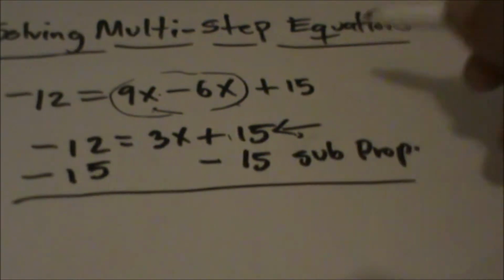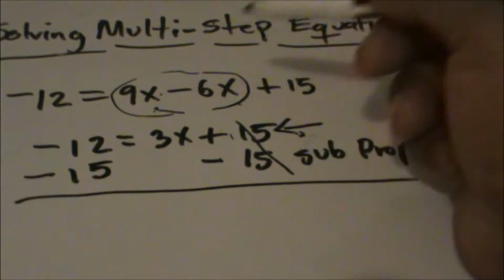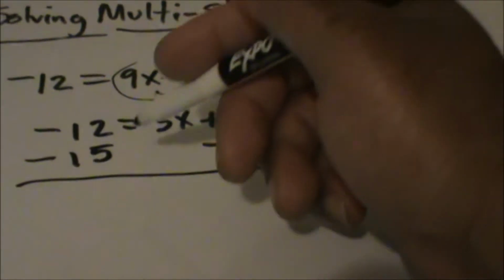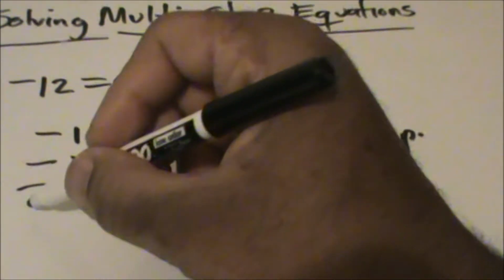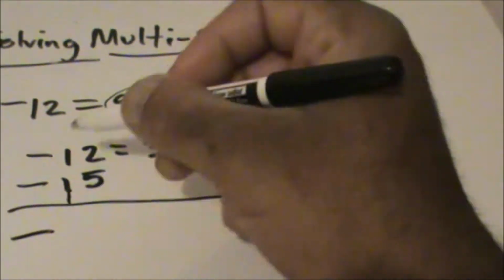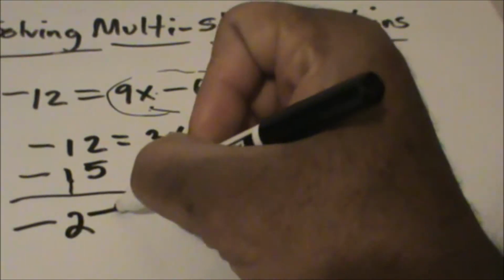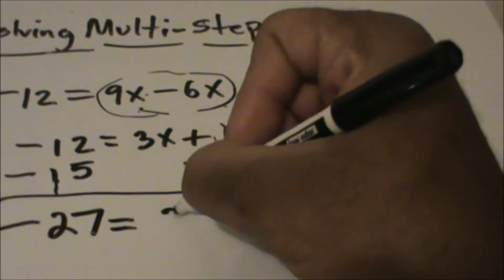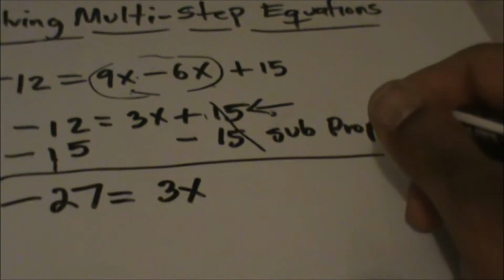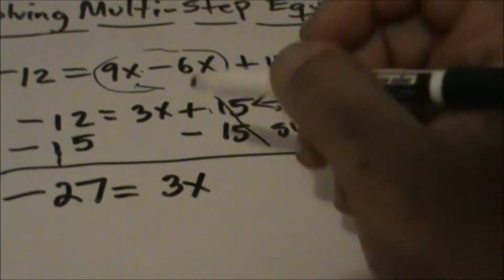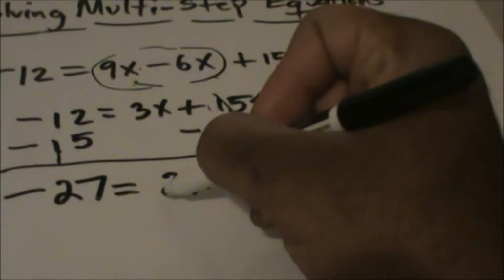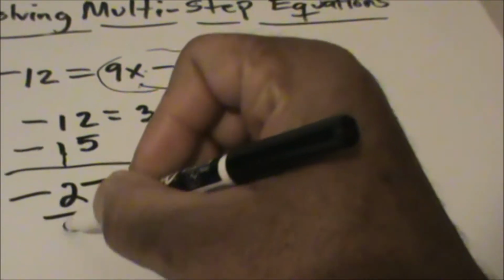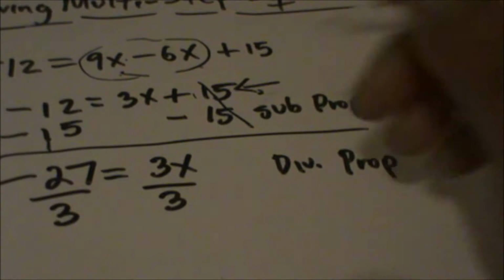Alright, and then this cancels, okay, and then you have a negative and a negative. So if you have like signs, take the sum by adding the numbers and bringing the sign down. So I know that these are like terms and the sign's the same, so I bring the sign down and then I take the sum. So it's negative 27 equals 3x. Alright, like before, we're going to use the division property to divide by 3 on both sides. Alright, so the 3s cancel.